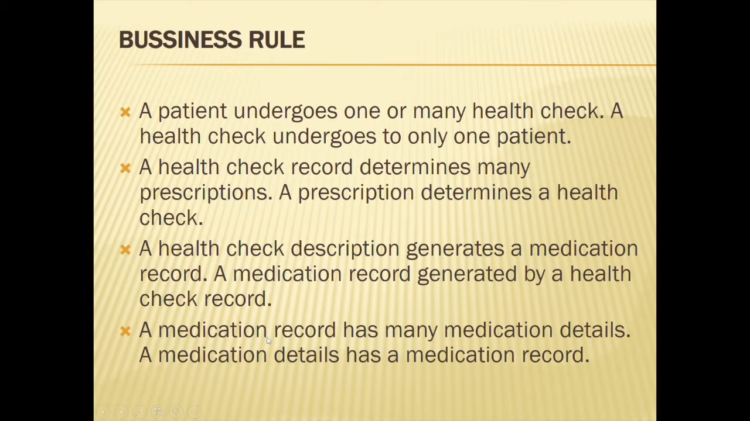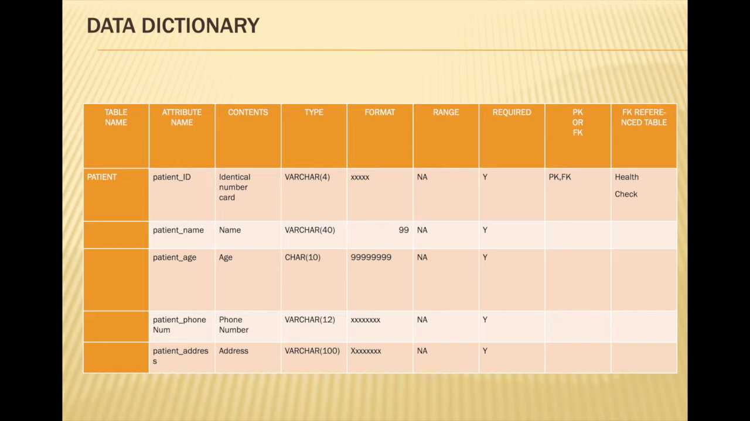Fourth, a medication record has many medication details. A medication details has a medication record. For the data dictionary, we have made several columns and rows. The first one is table name, attribute name, contents, type, format, range, required, primary key or foreign key, and foreign key reference table. For the first table is patient with attribute name, patient's ID, patient name, patient age, patient number, and patient address that have specific content of each attribute.